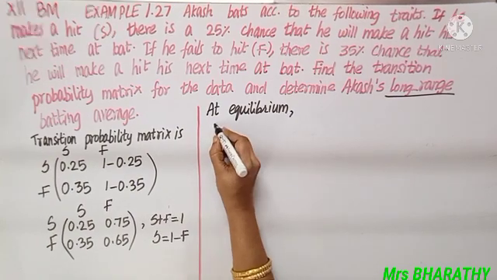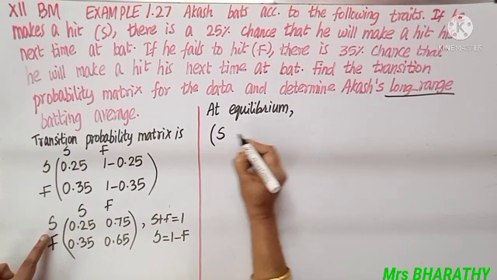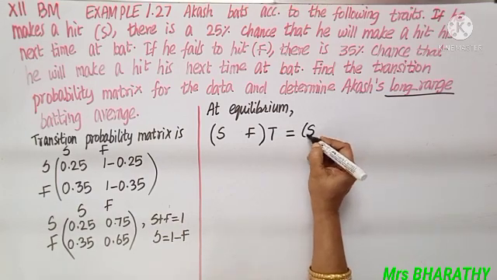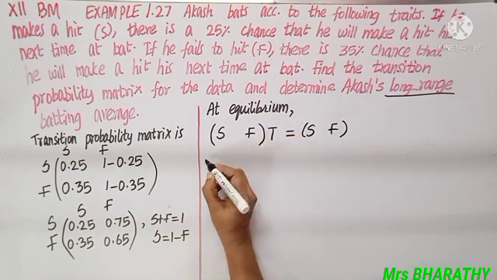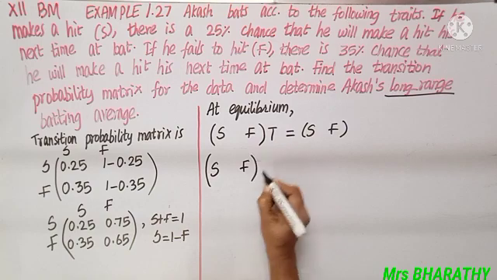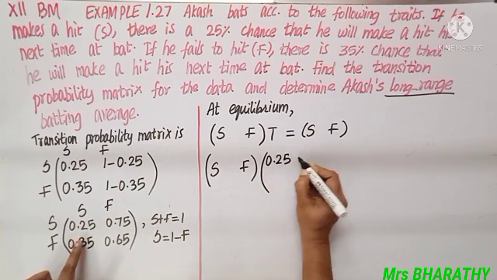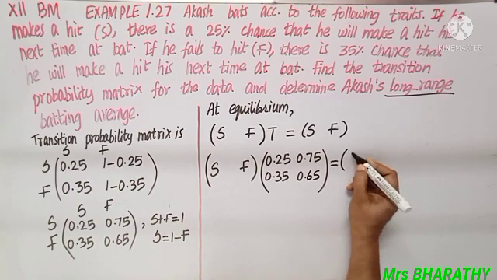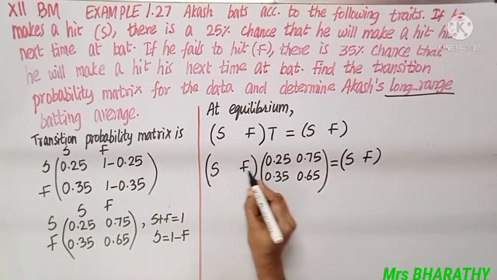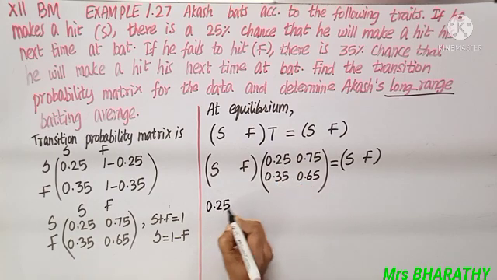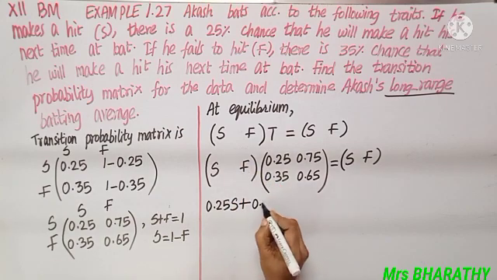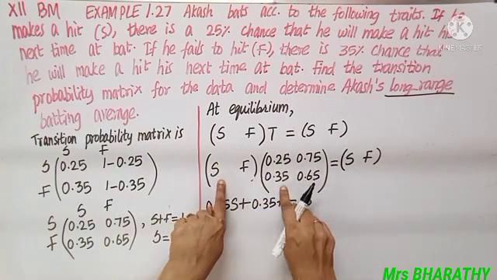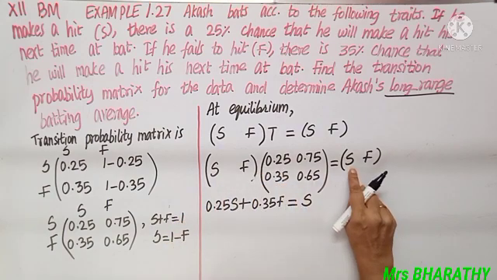We know, S F, I multiply with a transition probability matrix, again I get S F. So this is the meaning of equilibrium. Here S F, the transition probability matrix is 0.25, 0.75, 0.35, 0.65. That is equal to S F. As we multiply first row by first column, 0.25 into S plus 0.35 into F equals the first element S. First row by first column gives me the first element.